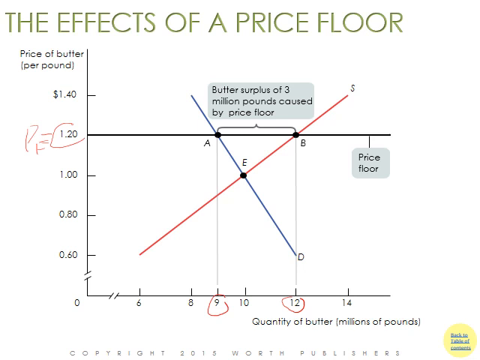In this example, they'd buy 3 million pounds, and they'd have to pay $1.20 a pound. So it's an expensive government program into the hundreds of millions of dollars. And the reason for it is they're trying to provide price supports or income supports for agricultural producers. And the result is this higher price, in this case, for butter.